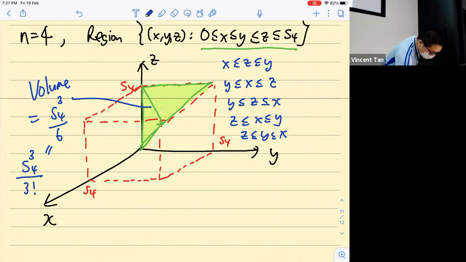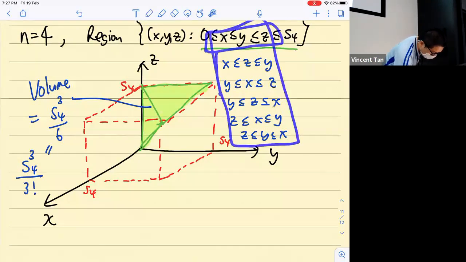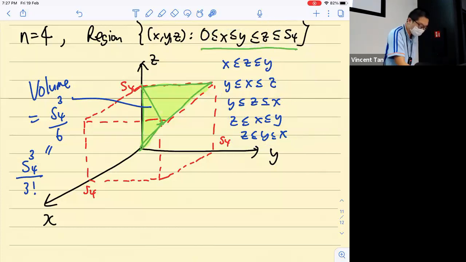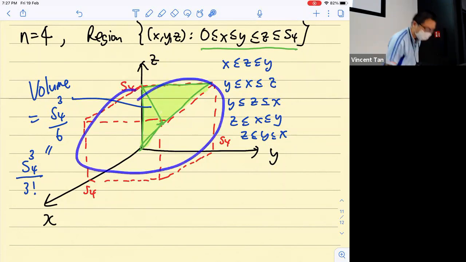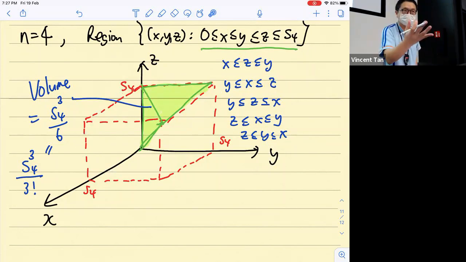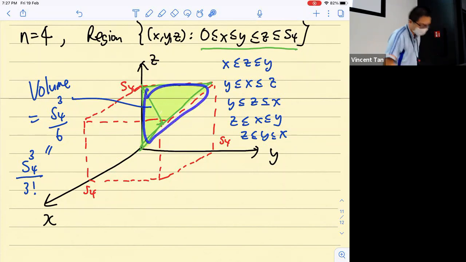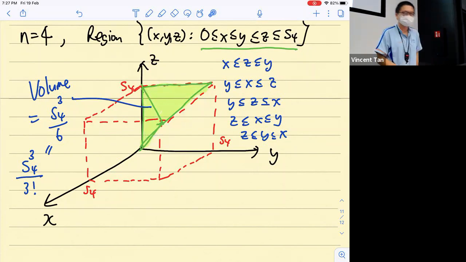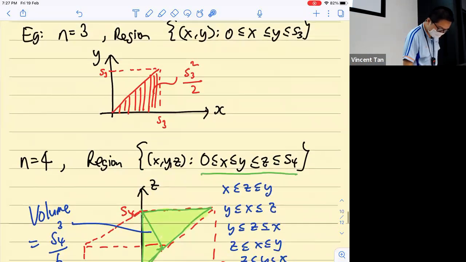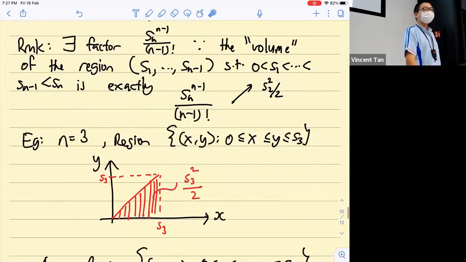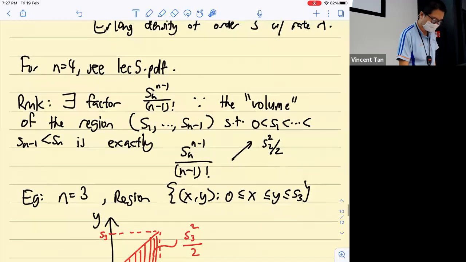I'm only interested in this ordering. But there are 5 other different orders by symmetry. Each one of these takes up the same volume by symmetry. So here, the entire box has how much volume? S4 cubed. So this part that I drew, not so beautiful, it's more beautiful in my notes, is S4 cubed over 3 factorial, which is S4 cubed over 6. All right, so that will be the coefficient, if you wish, of the Erlang density of order 4.